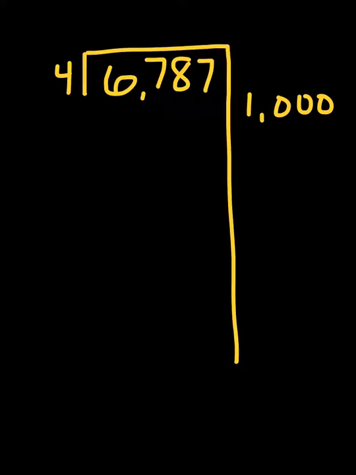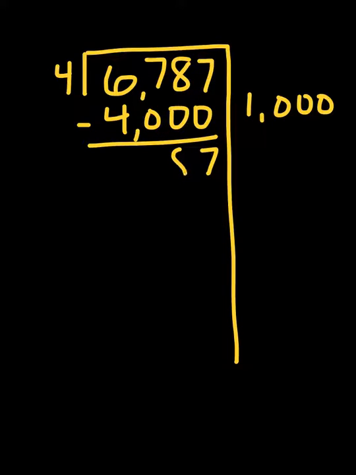I'm starting with 1,000 because I know I can quickly multiply 4 by 1,000, and I also know that my dividend is in the thousands. So 4 times 1,000 is 4,000. And then we'll go ahead and subtract that. Now this should be some pretty easy subtraction for us to do.